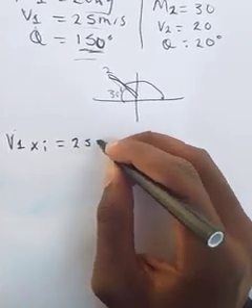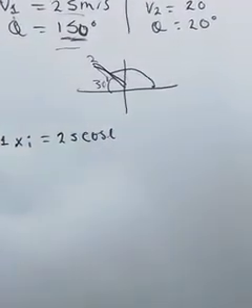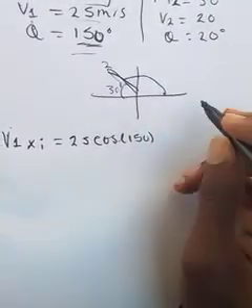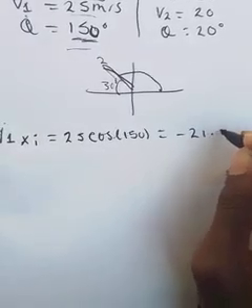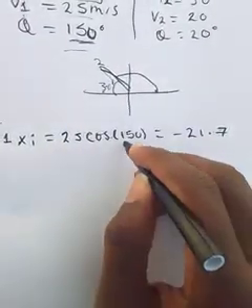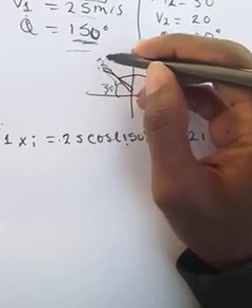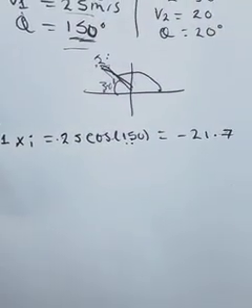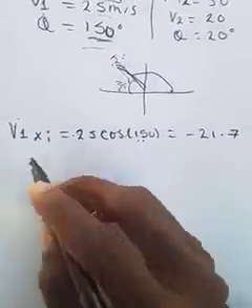So we say 25, and since it's in the x, we say cos. On the angle, you have two options. Either you write 150 and punch it, and you're going to get negative 21.7. The other option is to put 30 here, but then you have to put a negative sign, because this is the second quadrant, and cos in the second quadrant is negative. So you have two options, it's up to you. You're still going to get negative 21.7.